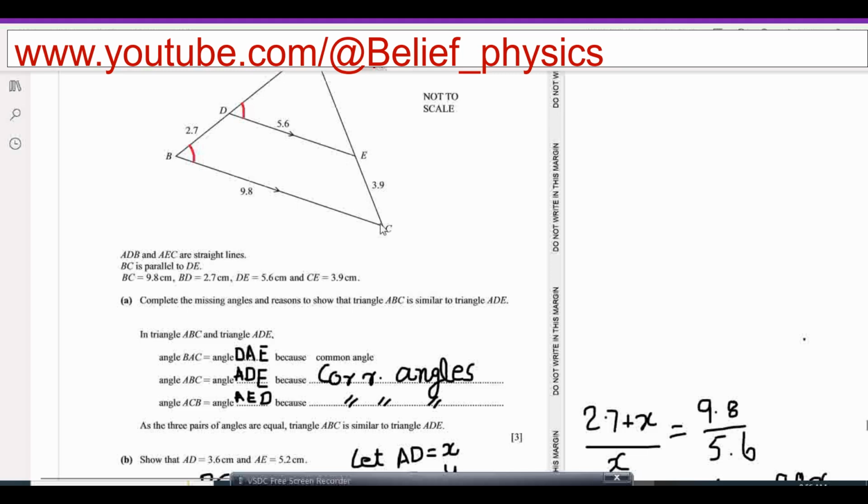Angle ACB is equal to angle AED, because these two angles are also corresponding angles. So we put ACB equal to AED, corresponding. Now three angles are equal. When three angles are equal, the triangles are similar.